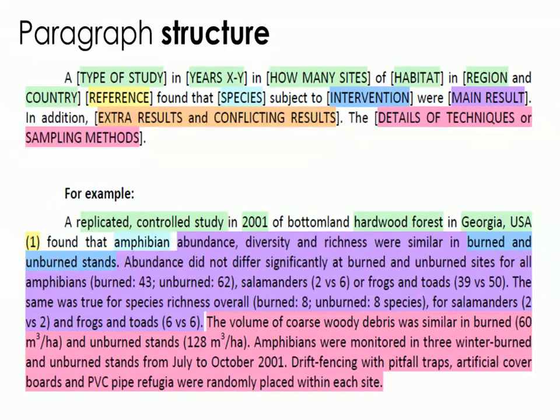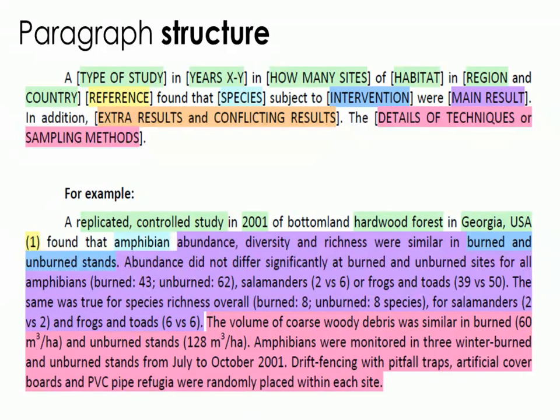And then we move on to the main results and the intervention. So what was the intervention here? It's color-coded in blue, burning and unburning. So the intervention was burning, and they compared burned and unburned stands. And what was the effect? Abundance, diversity, and richness were similar. So there was actually no difference in this case.